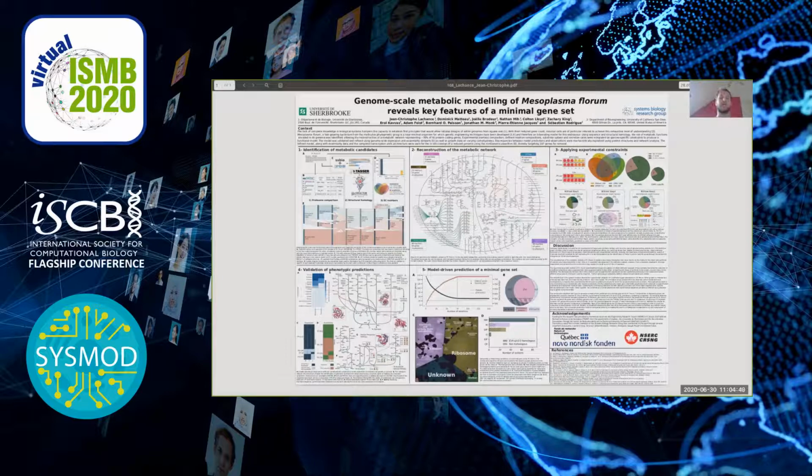Welcome to my poster presentation titled Genome-scale Modeling of Mesoplasma florum reveals key features of a minimal gene set. I will start by asking a question. How interesting would it be to make accurate predictions on cellular behavior 100% of times? I guess everyone who has been working in biology for a little bit would totally like that.